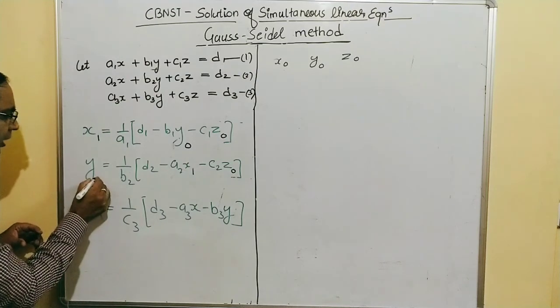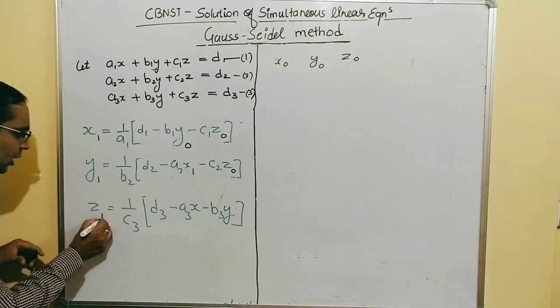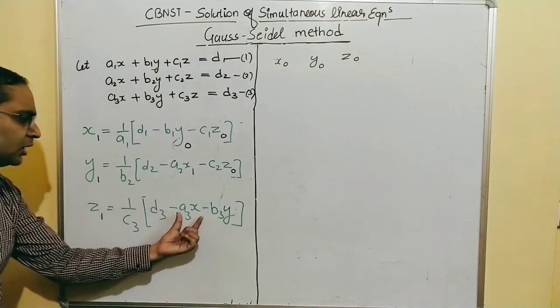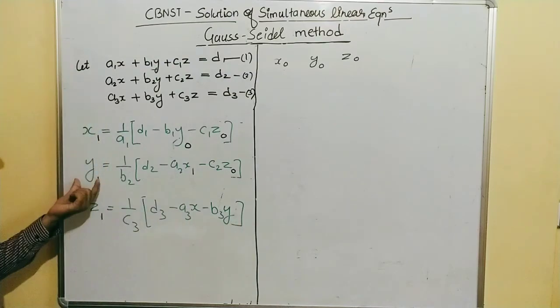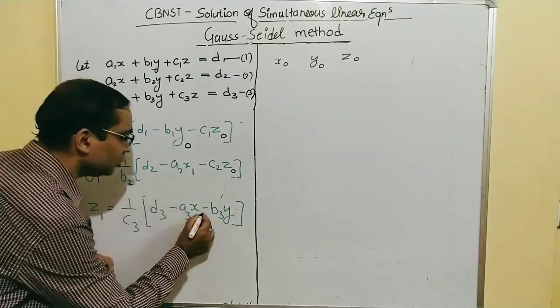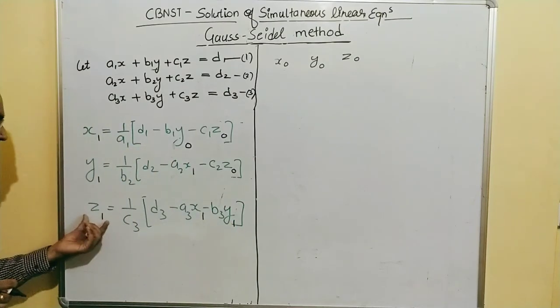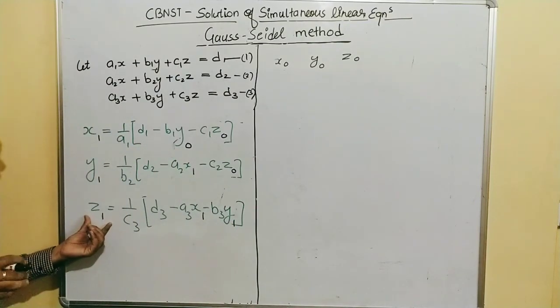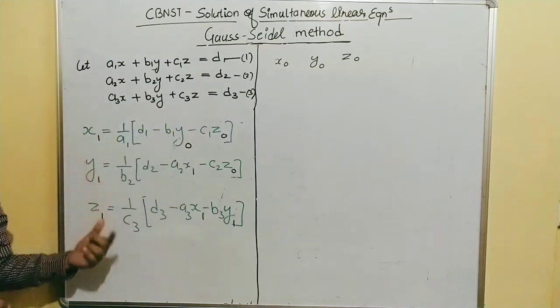And this is how we will calculate y1. Now to calculate z1, we can see we have a new value of x, that is x1, and we have a new value of y, that is y1. So we will keep these new values x1 and y1. In this way we will be able to calculate z1. So this is the difference between the Gauss Jacobi and Gauss Seidel methods.